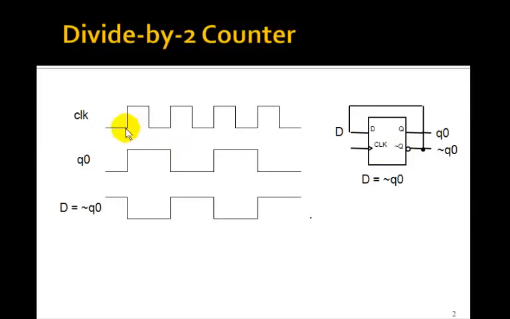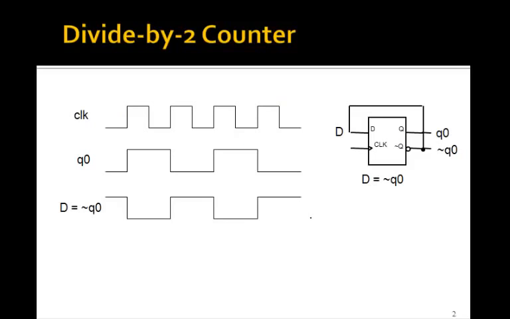So what do we have here? We had a clock coming in, and the output Q0 is also a square wave at half the frequency of the clock. So it toggles on every rising edge of the clock. On the rising edge of the clock it goes high, stays high till the next rising edge, toggles to low, toggles to high. We call this a divide by 2 counter because it takes the frequency of the clock coming in and divides it by 2.